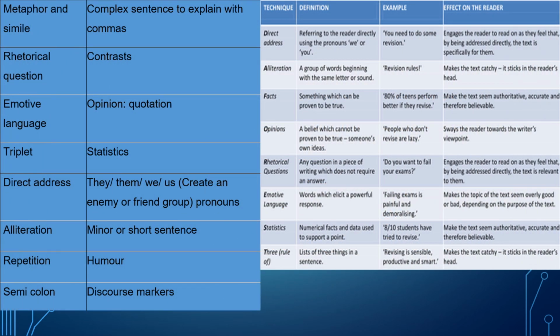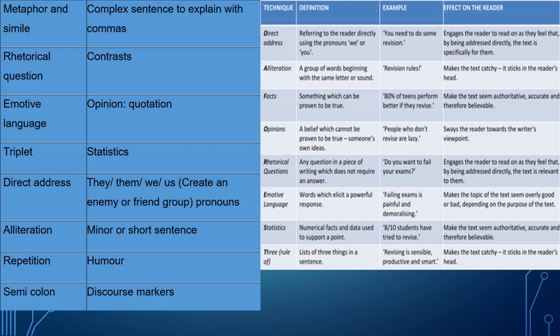Here is our checklist of techniques to include in persuasive text: metaphor and simile, complex sentences to explain, with commas, rhetorical question, contrasts, emotive language, opinion, quotation, triplets, statistics, direct address, they, them, we, us, create an enemy or friend group, pronouns, alliteration, minor or short sentences, repetition, humour, semicolon and discourse markers.